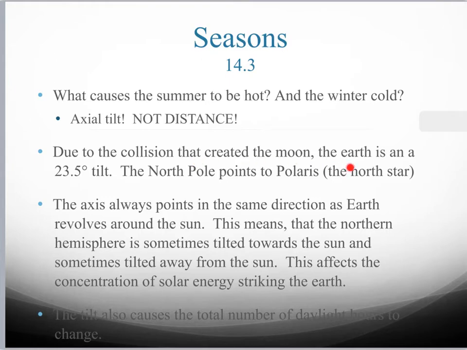Due to the collision that created the moon, the Earth is on a 23.5 degree tilt. This means that the North Pole points to the star named Polaris, which is our North Star. The axis always points in the same direction as the Earth revolves around the Sun. This means that the northern hemisphere is sometimes tilted towards the Sun and sometimes is tilted away from the Sun. This affects the concentration of our solar energy striking the Earth. The tilt also causes the total number of daylight hours to change. This is why we have longer daylight hours in the summertime and shorter daylight hours in the wintertime.